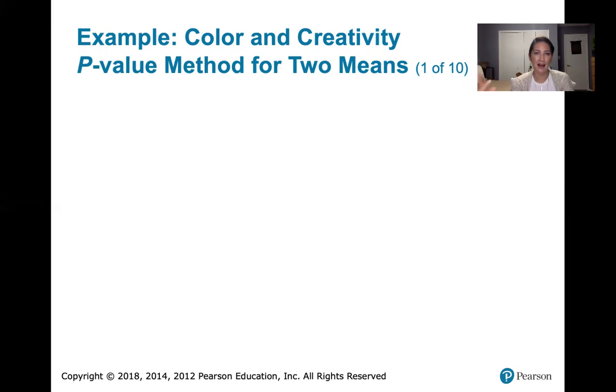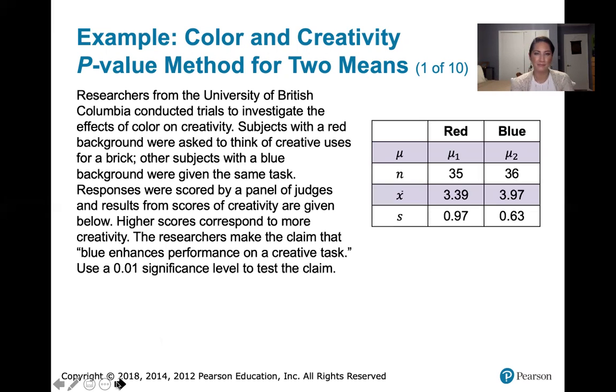Okay, now let's apply these ideas, and specifically, let's focus on the p-value method for a difference between two means in this example. So here's the problem statement. It says, researchers from the University of British Columbia conducted trials to investigate the effects of color on creativity. Subjects with a red background were asked to think of creative uses for a brick. Other subjects with a blue background were given the same task.